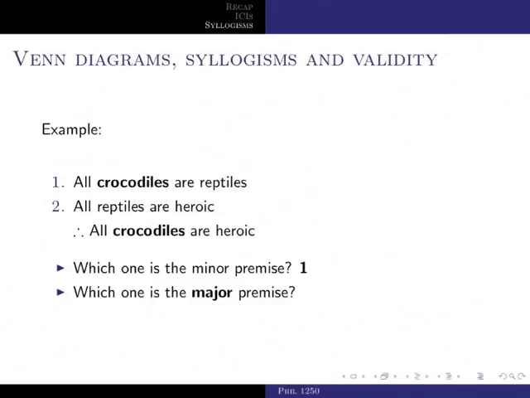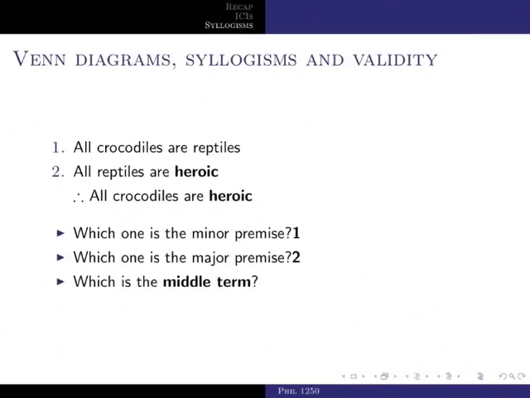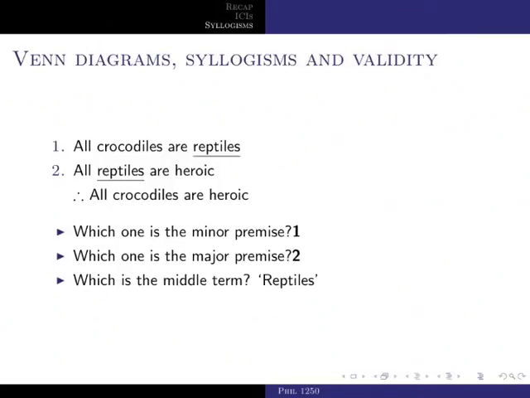And which one is the major premise? The major premise is the one whose predicate term coincides with that of the conclusion. The predicate of the conclusion is heroic. So premise number 2 is our major premise. And which of these is the middle term? The middle term is the one that appears in both premises, which in this case is reptiles.